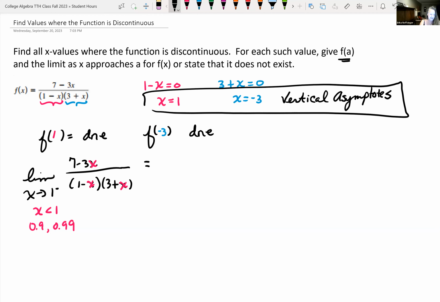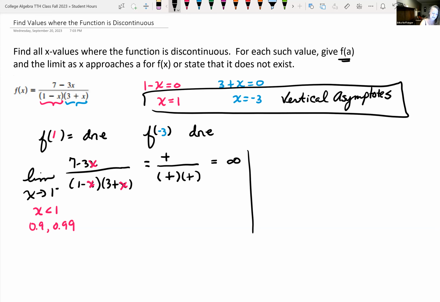If I plugged in something smaller than 1, 7 minus 3 times something a little smaller than 1, that's not going to get me up to 7 to be a negative number. So this is going to be a positive number in my numerator. All over, well, 1 minus something less than 1, so 1 minus like 0.9, that's positive. And then 3 plus a number less than 1, but close to 1, would also be positive. So this tells me as x is approaching 1 on the left-hand side, my vertical asymptote is going to shoot off to positive infinity.